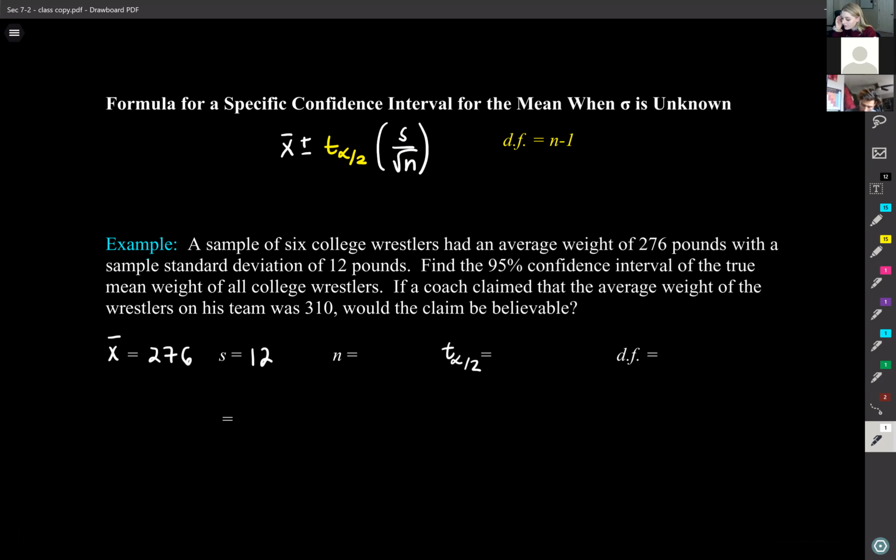Find the 95% confidence interval of the true mean weight of all college wrestlers. If a coach claimed that the average weight of the wrestlers on his team was 310, would the claim be believable? Good question. Well, we're going to find out. First of all, we want to know n, which is our sample size. We were told that the sample was 6 college wrestlers, so n is going to be 6. Then we want a 95% confidence, so we need to use that chart, but we'll also need the degrees of freedom. Remember the degrees of freedom is going to be 1 less than n, so 6 minus 1 is 5.